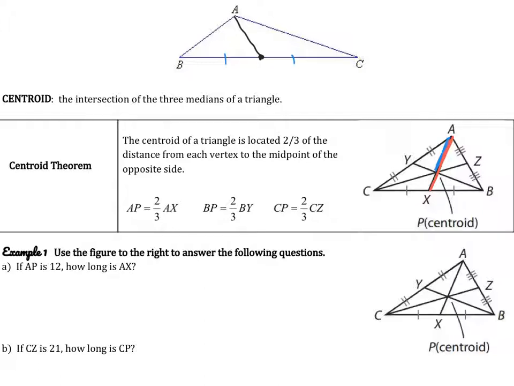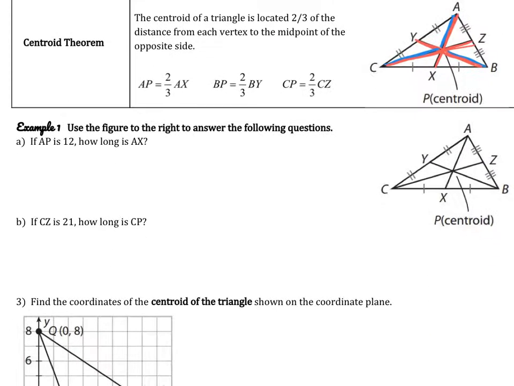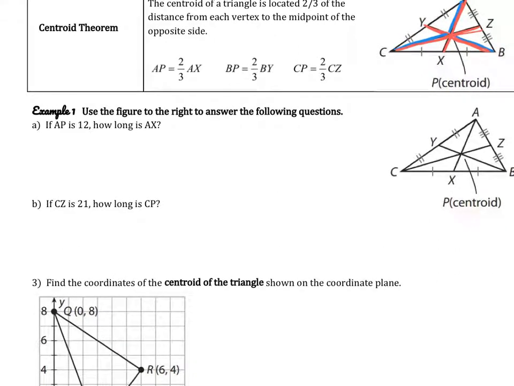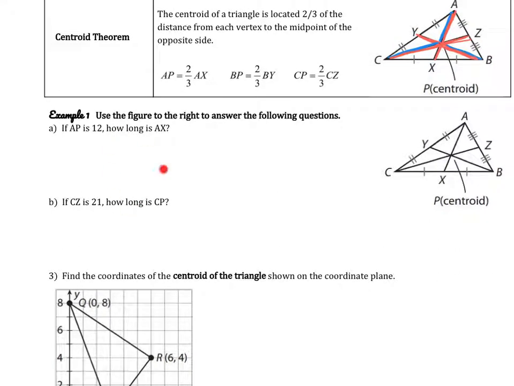So from B to X, the distance from my vertex to the centroid is 2/3 of the distance of the total median. So from B to Y. And Z to X, C to X is 2/3 of the distance of our total median. So we always start at the vertex and go to the centroid, and that's 2/3 of the total median. So let's see if we can use this centroid theorem to help us find the problems in example 1.